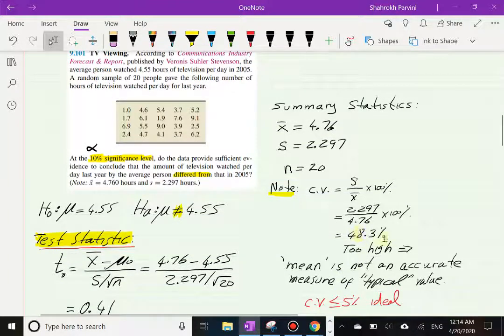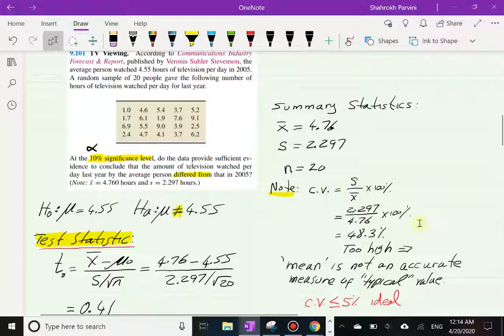So what does that mean? It really means that if you think of the average, the sample mean, as a typical score, a representative of all the scores, it's really not a typical score in this case. In other words, if you ask someone how many hours of television do you watch a day, you most likely are not going to hear anything close to 4.76 hours, because the variability is so high. The ideal CV values should be less than or equal to 5%.